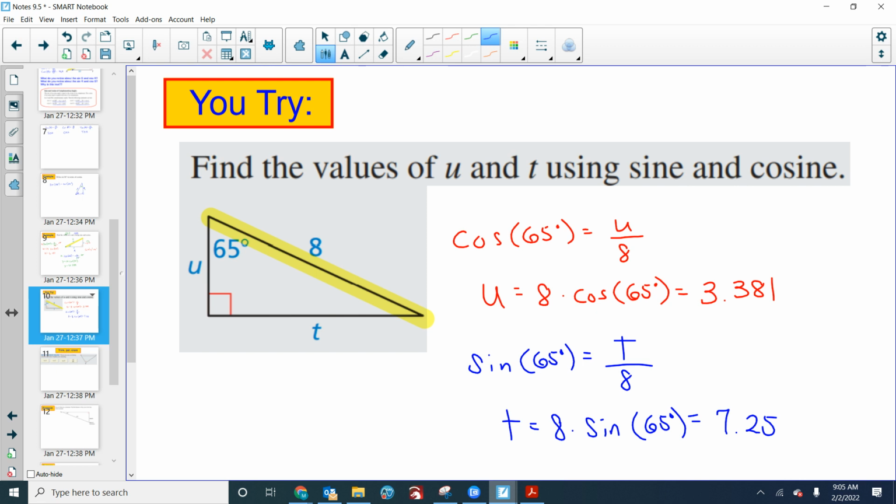Did you get those two values for U and for T? Yes. Pretty similar to the tangent, isn't it? It's the same process, just a different one. It's called a function, by the way. When you get into algebra and pre-calculus, sine, cosine, and tangent are going to actually have their own graphs, just like a linear function is a line, just like a parabola is a curve. These are curves of their own, with really interesting applications.